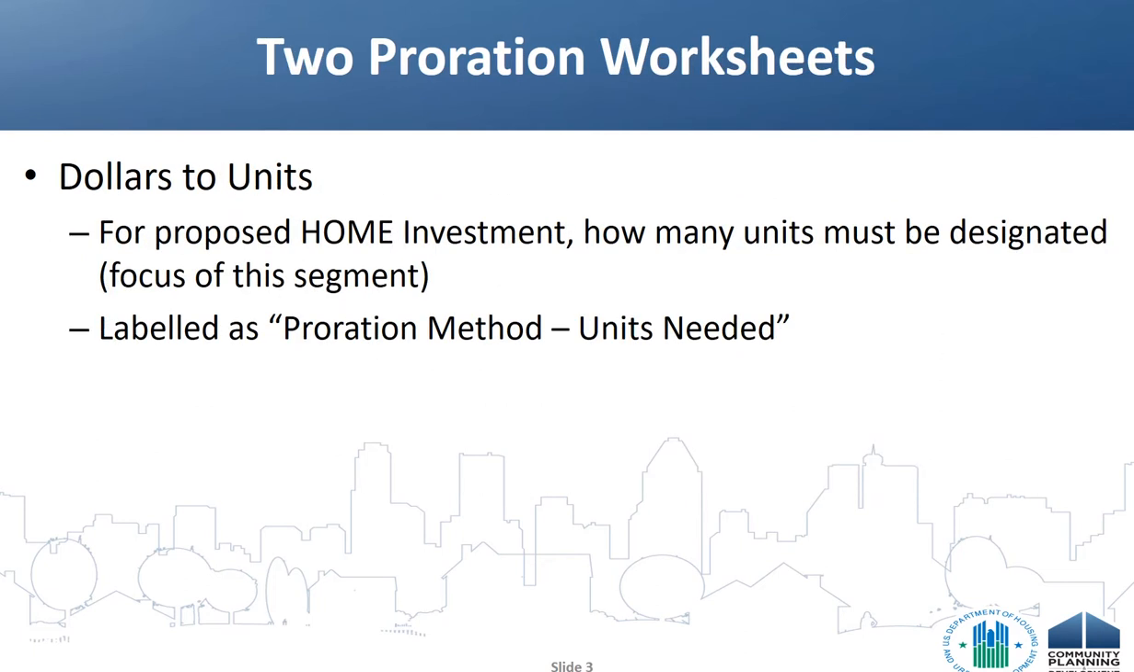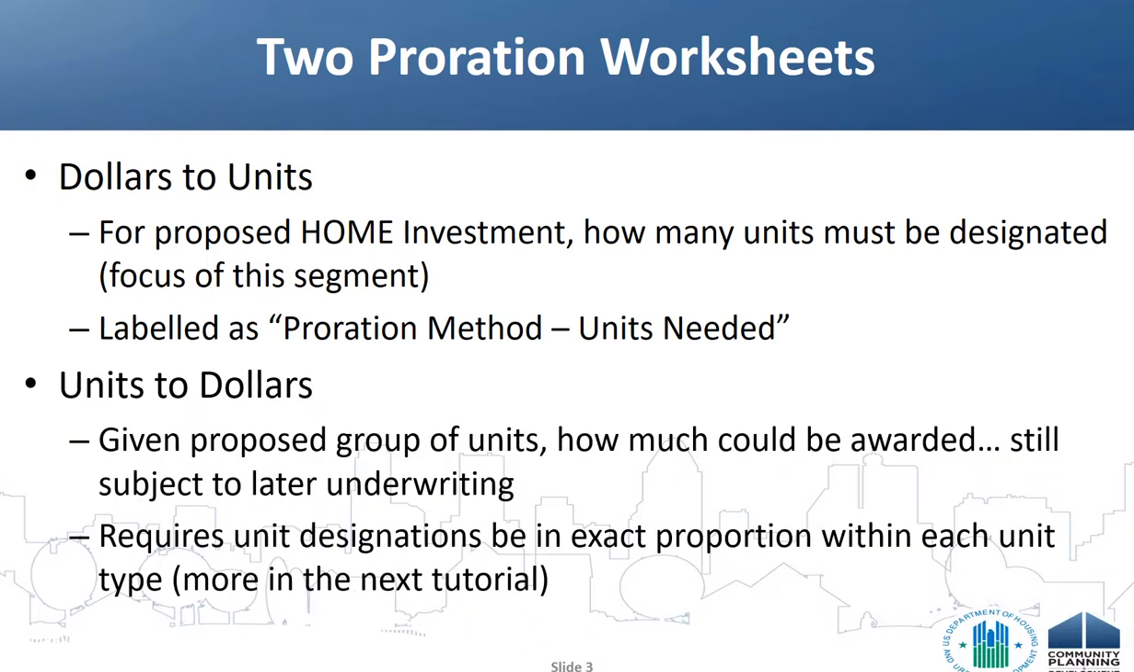When we go back to the cost allocation tool in a minute, you'll notice there are actually two different proration worksheets. This segment focuses on the first one, which uses the so-called dollars to units approach and is labeled as Proration Method Units Needed. This is the most common version to use and tells us how many units must be designated as home assisted, starting from the proposed home investment level.